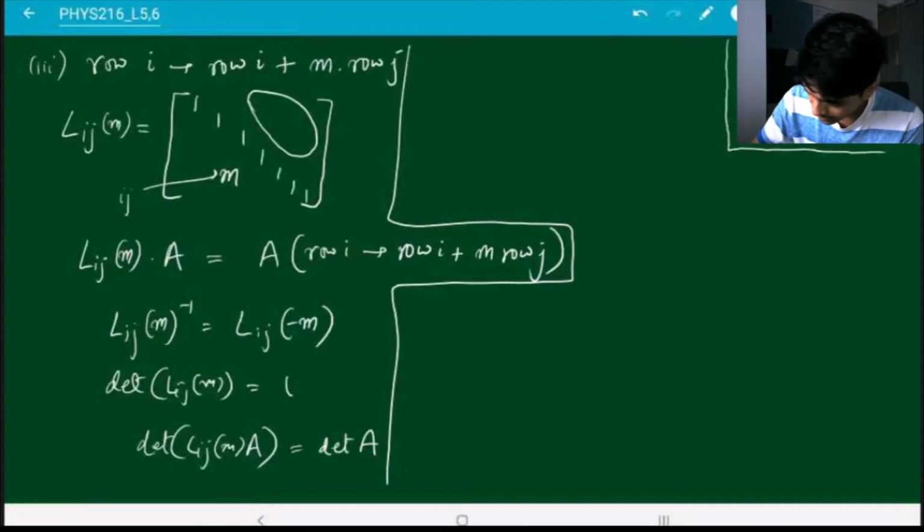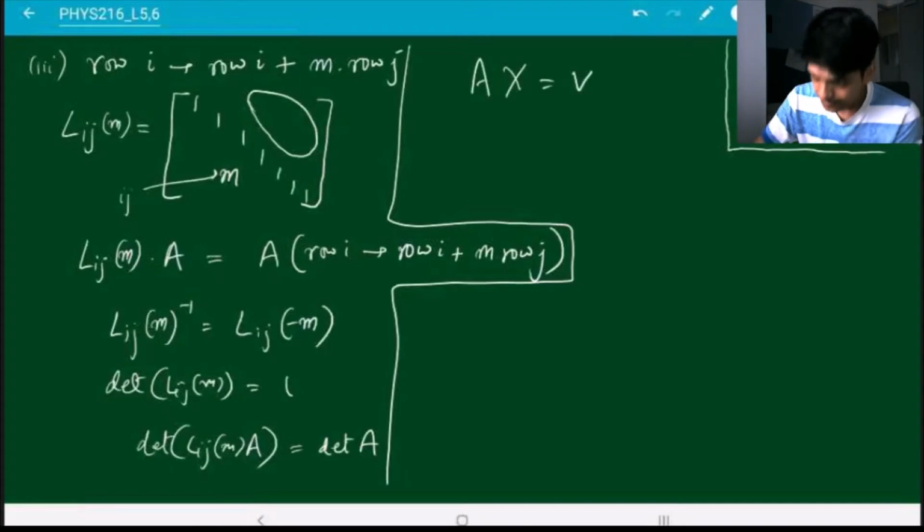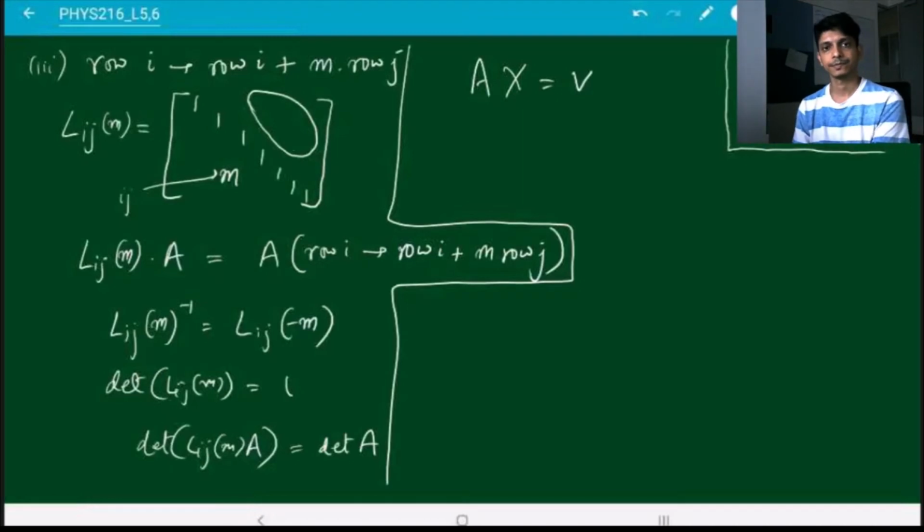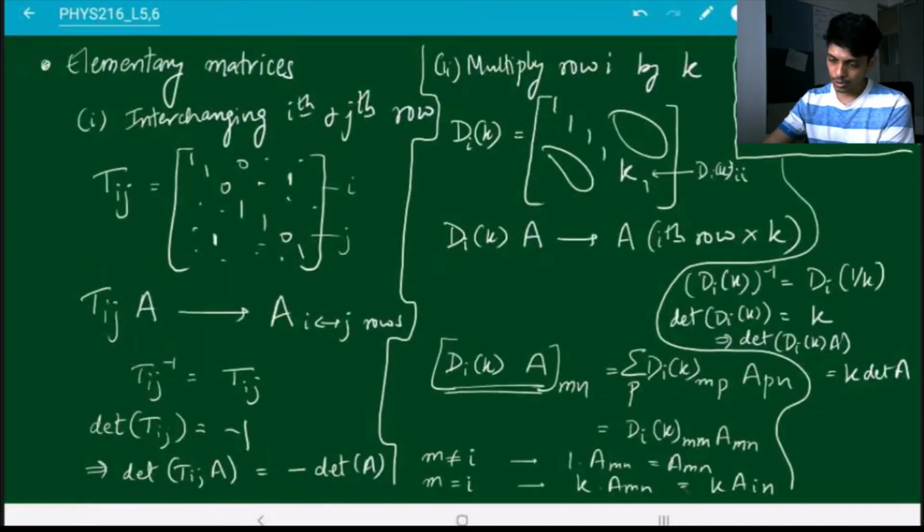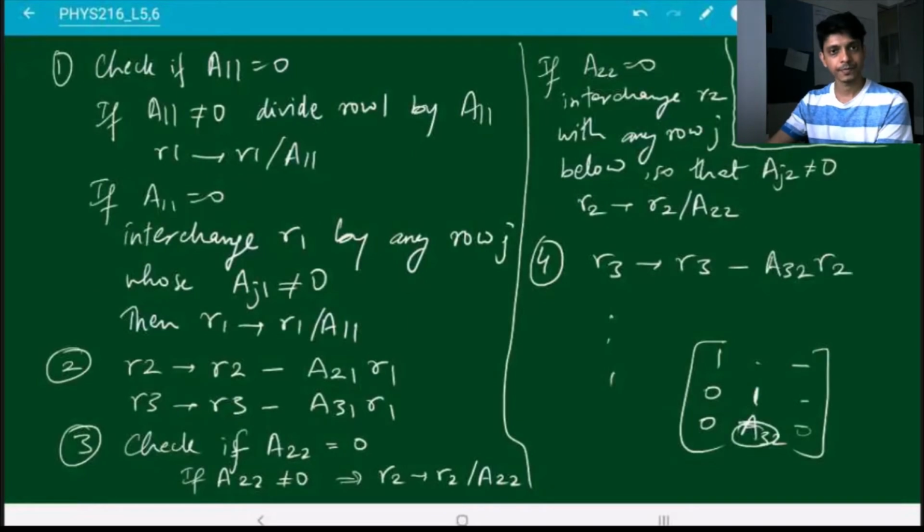So suppose we have a system of linear equations given by Ax equals V. Now you go back to your algorithm, which we have written over here. Check if a11 is 0. If it is 0, then you do some scalar multiplication, you do some interchanging, you do row 2 goes to row 2 plus some constant times row 1, and so on.